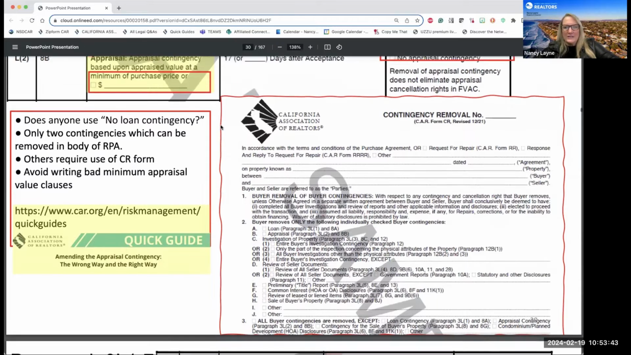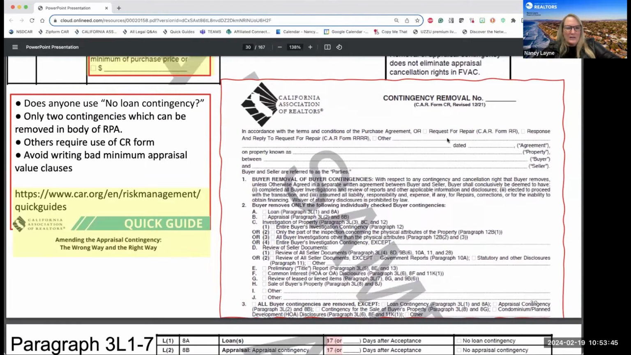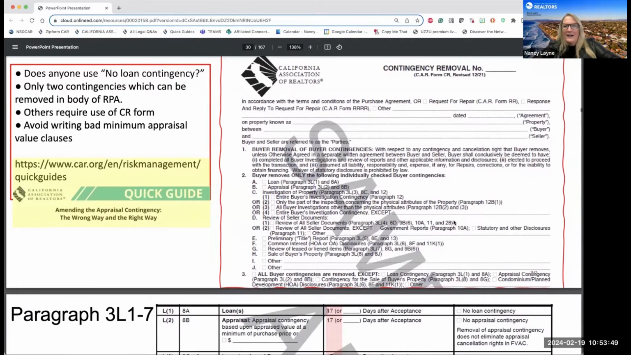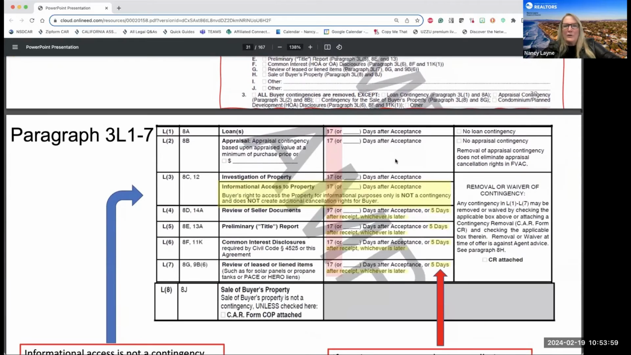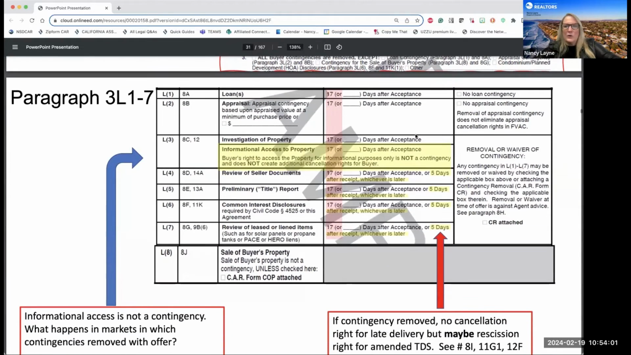Loan contingencies. This just shows that the loan contingency removal has to be accompanied with the CR form. And this would be loan. Then you can do loan and appraisal, each one separately, or you can do all as well.